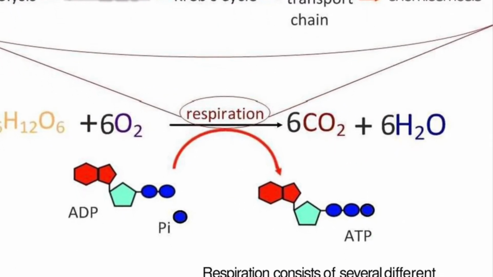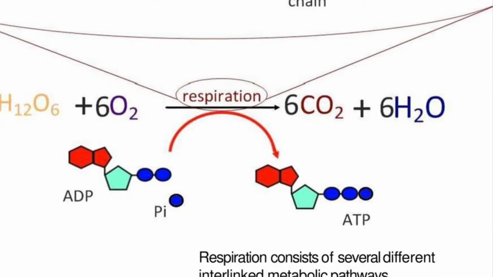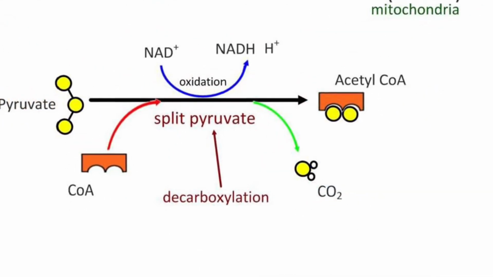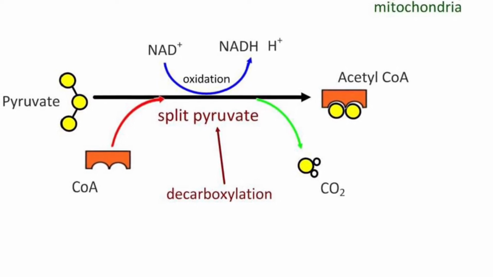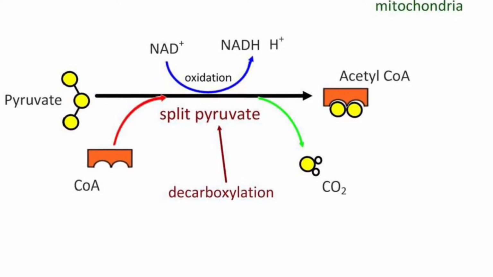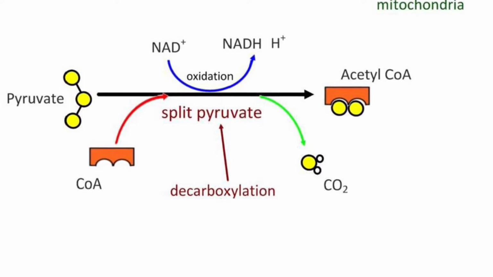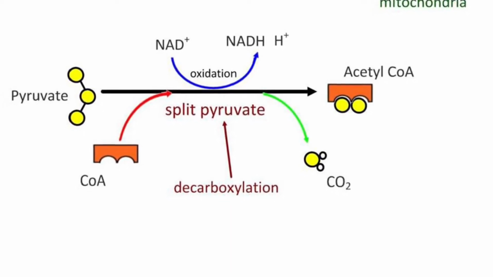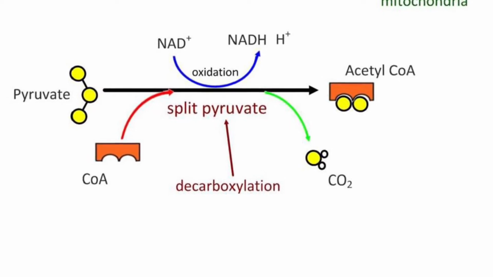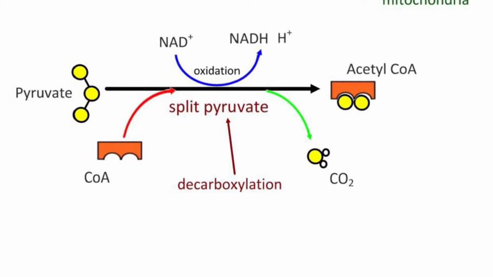Next is the link reaction. In the link reaction, the pyruvate from glycolysis enters the mitochondrion matrix. Then the enzymes remove 1 carbon dioxide and hydrogen from the pyruvate. The hydrogen is accepted by the NAD to form NADH.